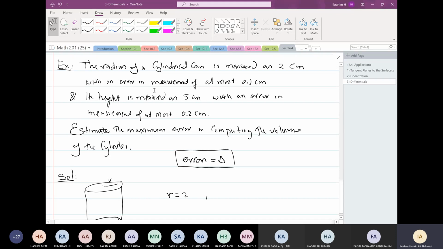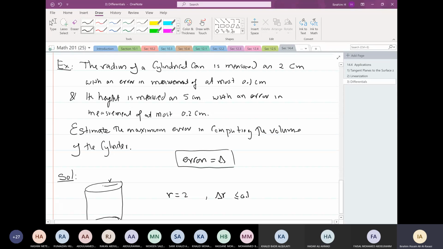So error in measuring the radius. What is the notation for error in measuring the radius? Delta R. Error in measuring the radius means delta R. So it is of at most 0.1. What does this mean, at most 0.1? If you say at most, usually you write less than or equal.